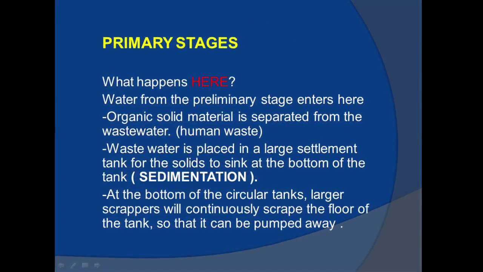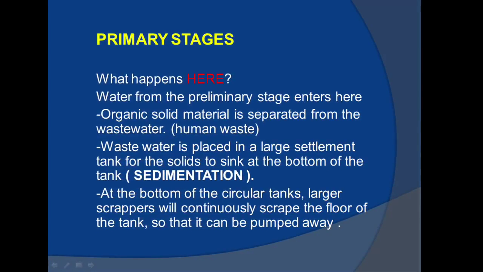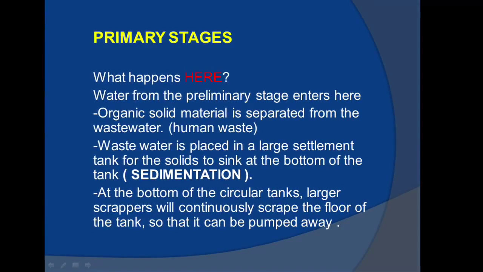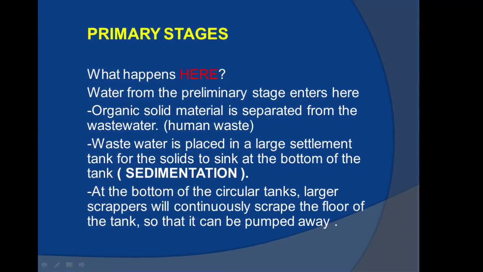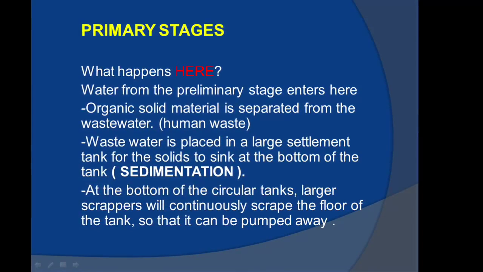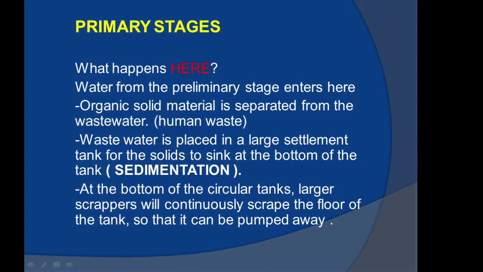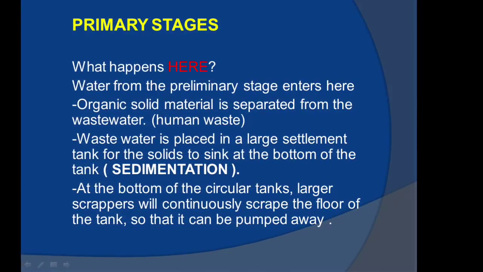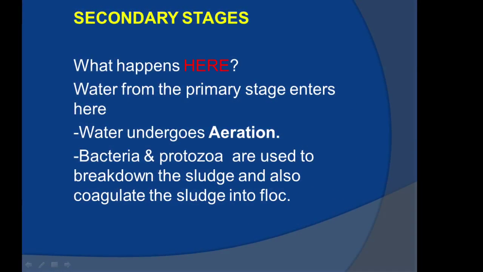Next, we look at the primary stage. Here, organic solid material such as human waste is separated from the wastewater by a process called sedimentation. Sedimentation is a process where a larger and heavier object will sink to the bottom of the tank after a period of time with the help of gravity. At the bottom of the tank, the scraper will continuously scrape the floor of the tank and push the sludge away. The remaining water now moves to the secondary stage.